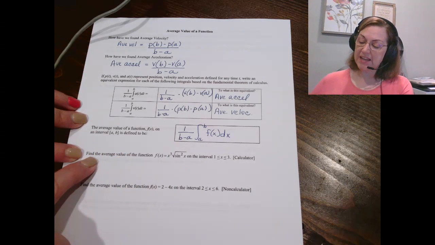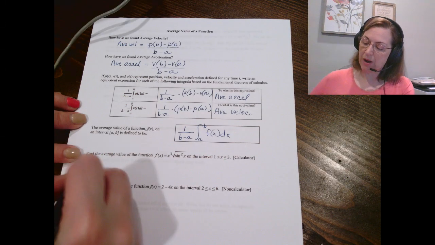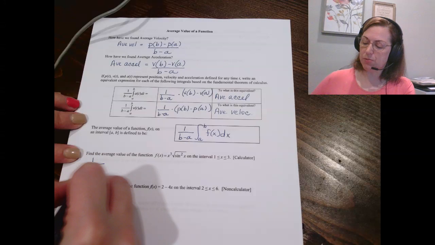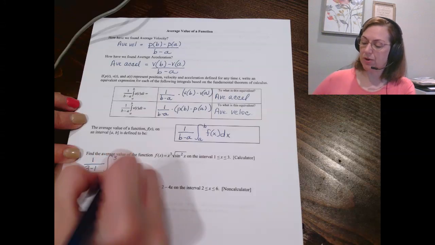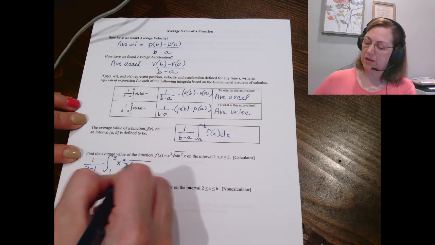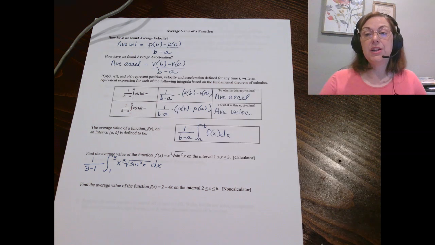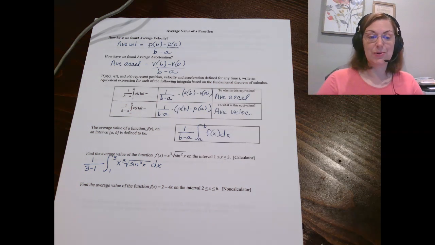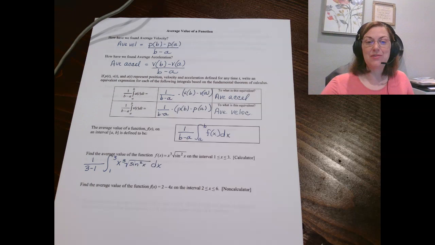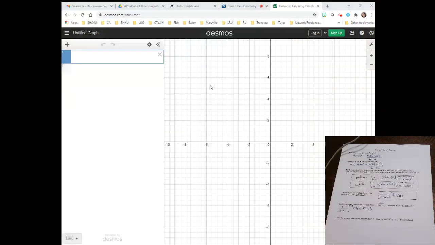Now, let's find the average value of this function on the interval from 1 to 3. So I'm going to do 1 over 3 minus 1, integral from 1 to 3 of the function x cubed sine squared of x dx. And we're going to use the calculator to calculate this integral. Okay, so let me switch our view so that we can see the graphing calculator. There we go. So I'm just going to do the 1 over 3 minus 1 in my head. So that's 1/2.